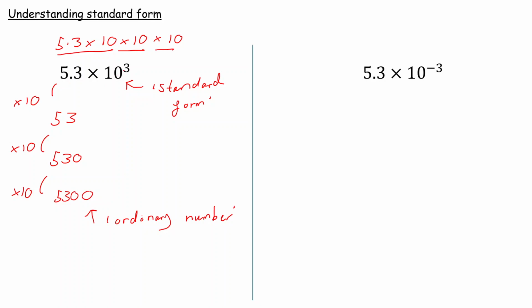So if you're timesing by a positive power, you're timesing by 10 by how many times you see that number. So in this case, 3 times. Timesing it by 10, timesing it by 10, timesing it by 10. So you end up with a really big, it's not massive, but it's a pretty big number in this case.